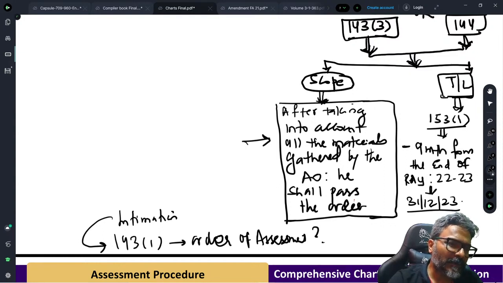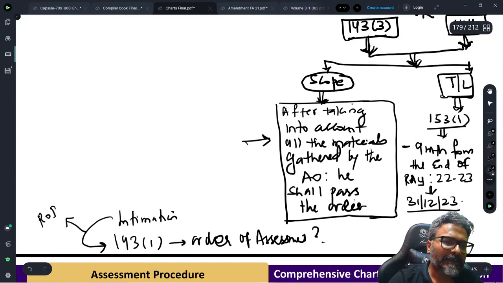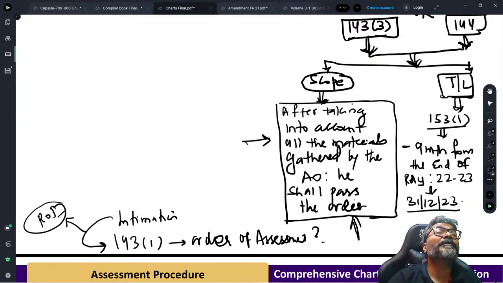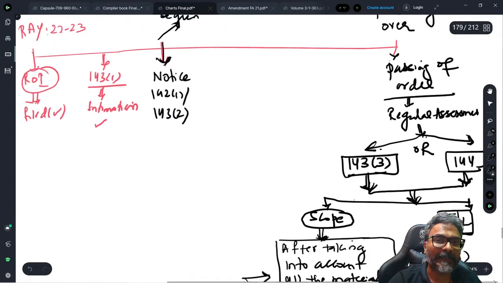So this is on the basis of the ROI, primarily. Intimation is on the basis of the ROI. Order is on the basis of the ROI? No, order is on the basis of all the materials which is gathered by the AO.